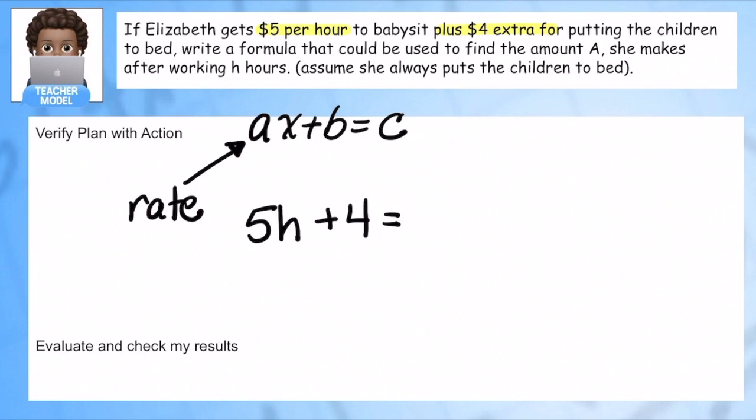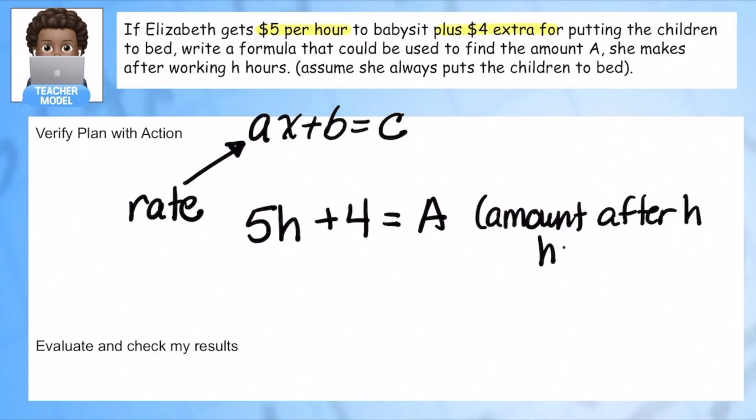In the context of this problem, we want to find a formula to find the amount A she makes after working H hours. So A, which stands for the amount after H hours. And that's it. That's all we had to do for this problem, was just to take the context of it and write it into an equation.